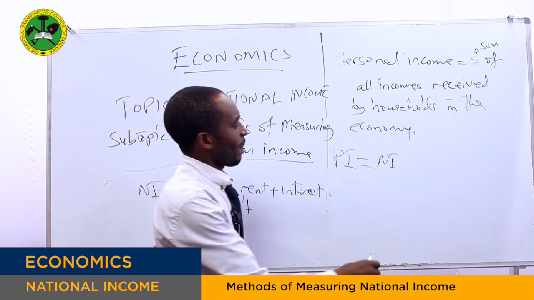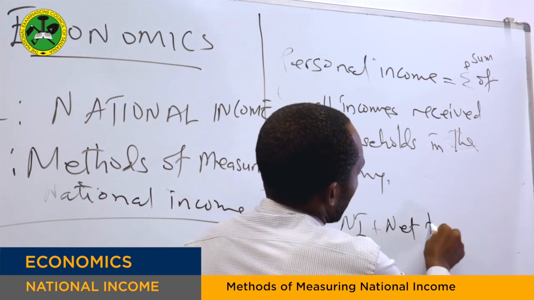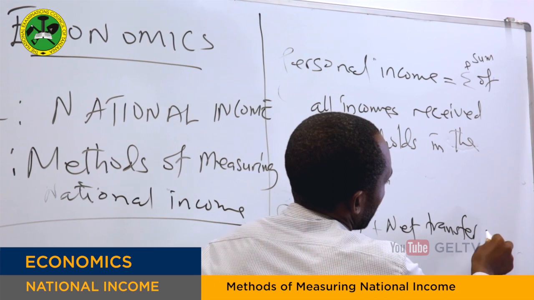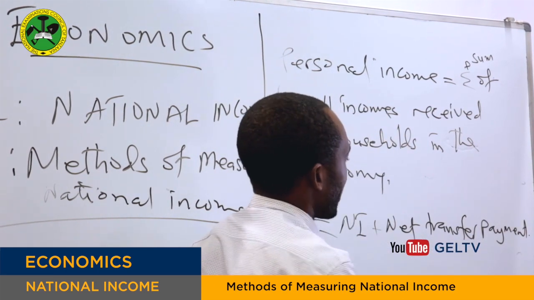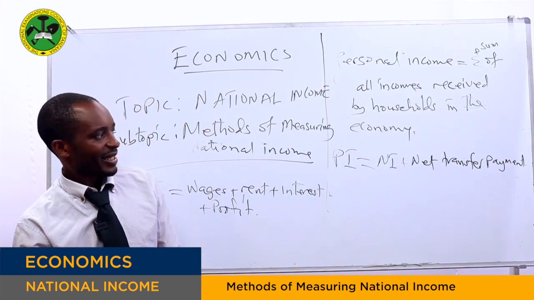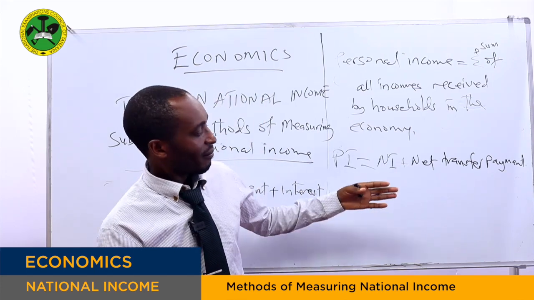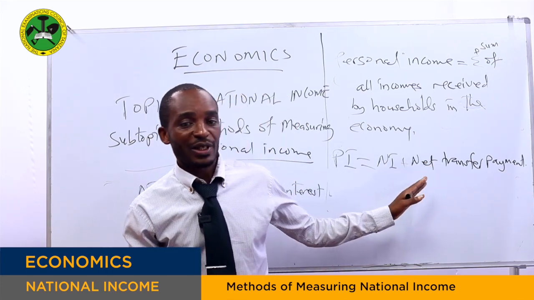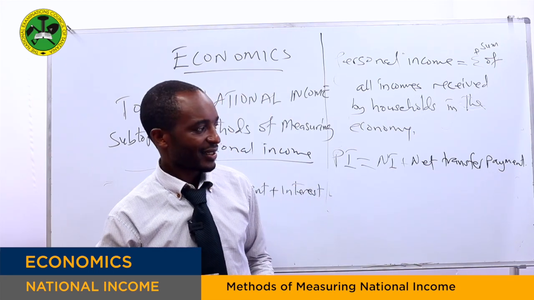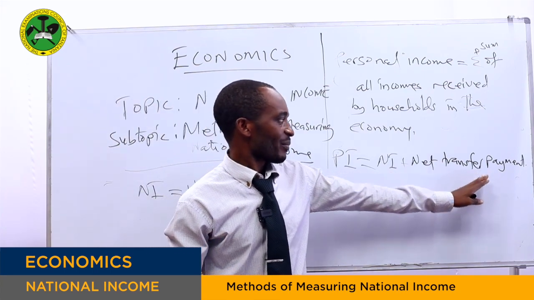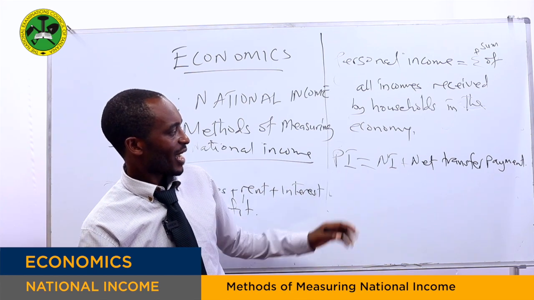Take national income, you add net transfer payments. And these transfer payments are the money or some assistance from the government. So if you receive money from either the government or private sectors, we call it a transfer payment. So when you add it to the national income, you get personal income.